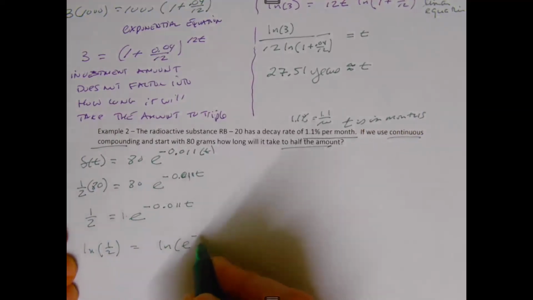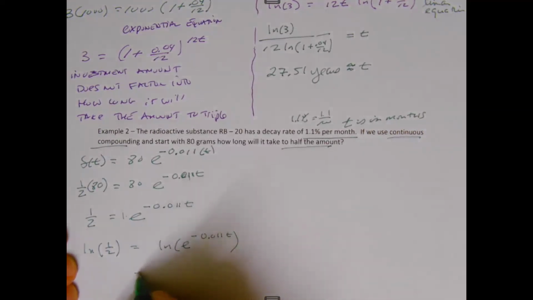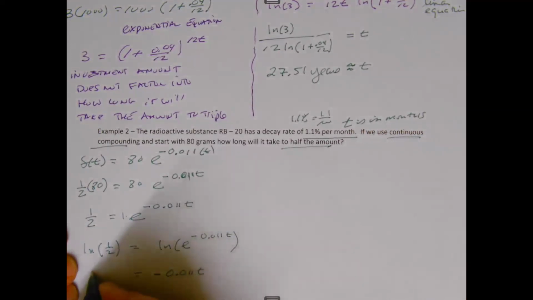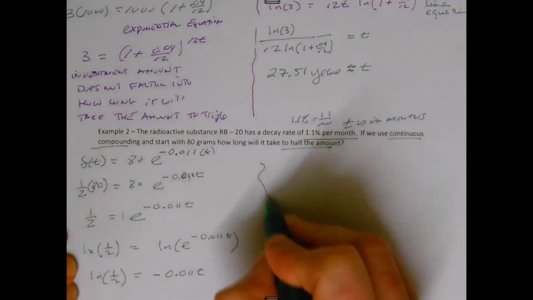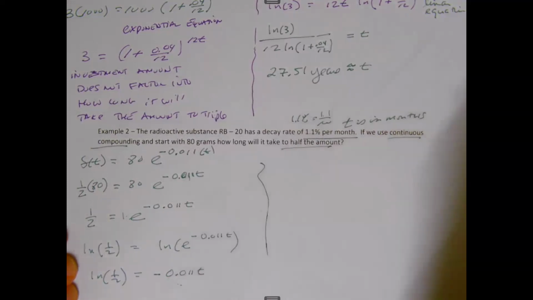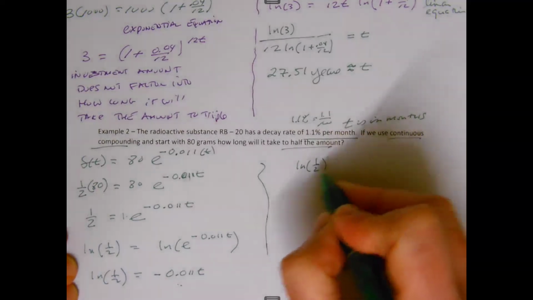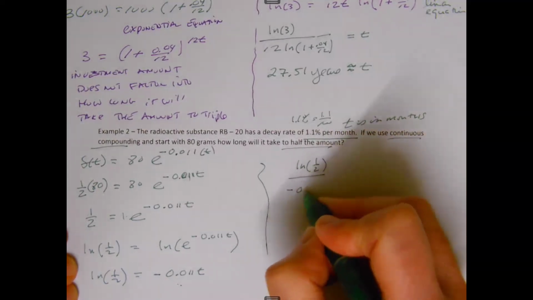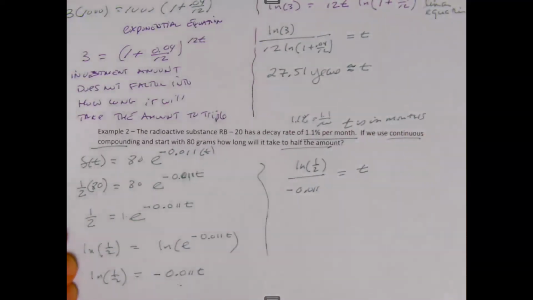And this one's nice because my base is e. So now these are inverses of each other. So what I have is just the input right here. And again, what kind of equation do I have? It is now a linear equation. So I come back, divide both sides by negative 0.011. And that's the exact answer.